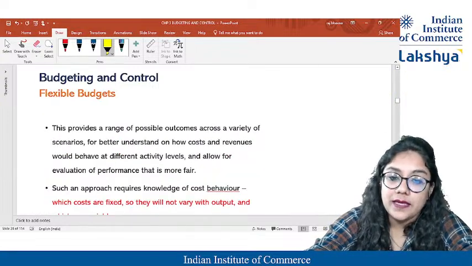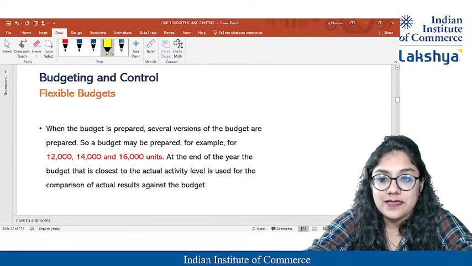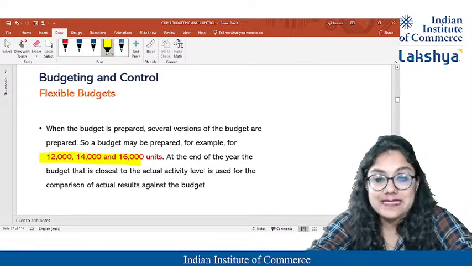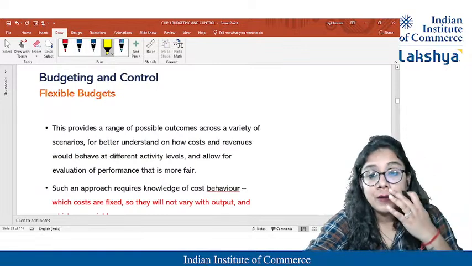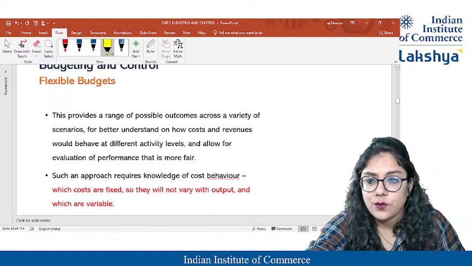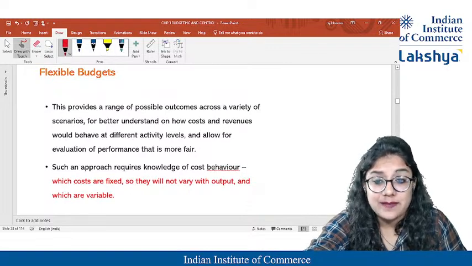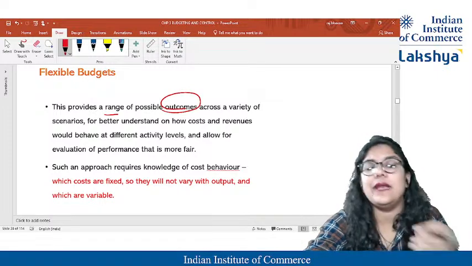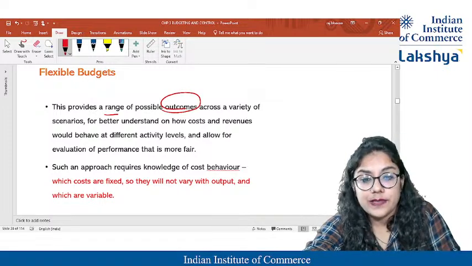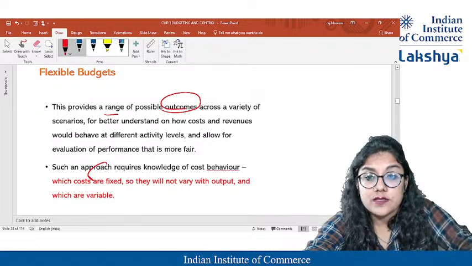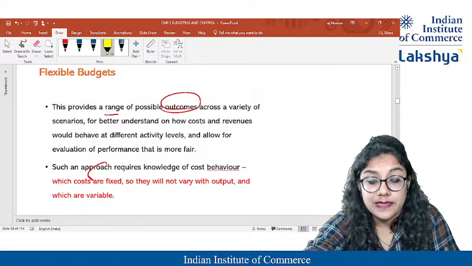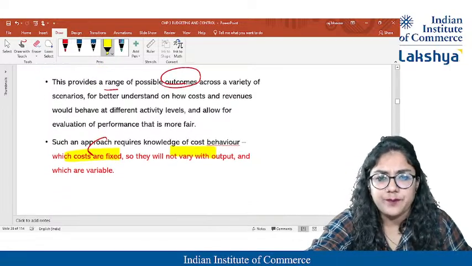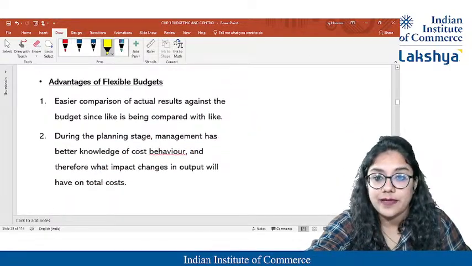Okay. So there are certain advantages and disadvantages also. When the budget is prepared for different numbers of units, we can take it as a variable budget. Flexible budget, what are the benefits? When it is flexible, students, this provides a range of possible outcomes with a variety of scenarios. It's said here that a fixed approach is better when the costs are fixed and do not vary. So at times it's better. Otherwise, variable budgets are better.